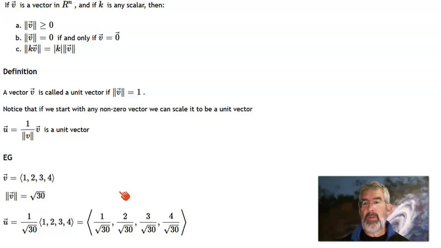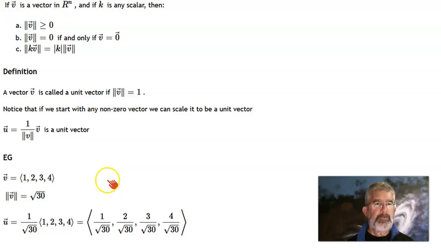There are some textbooks that define the direction of a vector to be the unit vector pointing in the same direction. That is, what's the direction of vector v? It's this unit vector u. The 1 over the length of v is a positive number, so I'm not changing which direction it's going. I'm just scaling it down to have length 1. And in many textbooks that I've seen, that's what they actually define as the direction of the vector v, this unit vector.